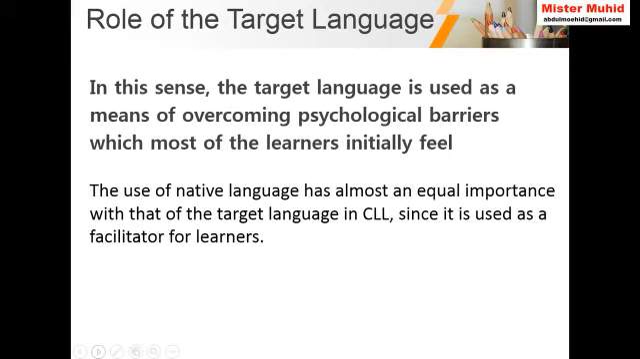The use of native language has almost equal importance with that of the target language in CLL. It means the mother tongue and the target language are 50-50, because in this case maybe some students do not know English, so they may use their mother tongue first to share experience with others. And then the role of teachers: of course you must facilitate, you must observe, you must pay attention, give feedback to the students when they are speaking, and also you must record them.